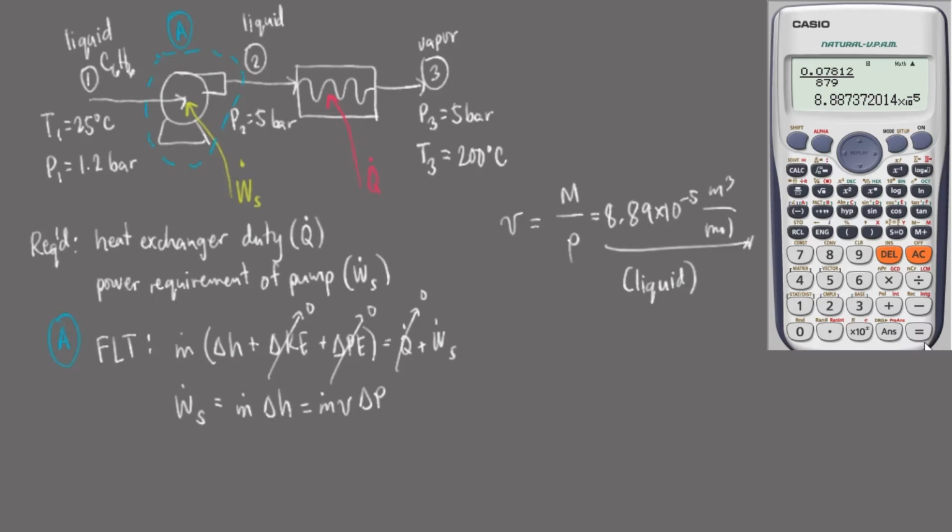We can now substitute this value to our expression for the rate of shaft work. However, in this problem, we are not given a mass flow rate. So the best thing that we can do to determine the power requirement of the pump is to determine the specific shaft work.